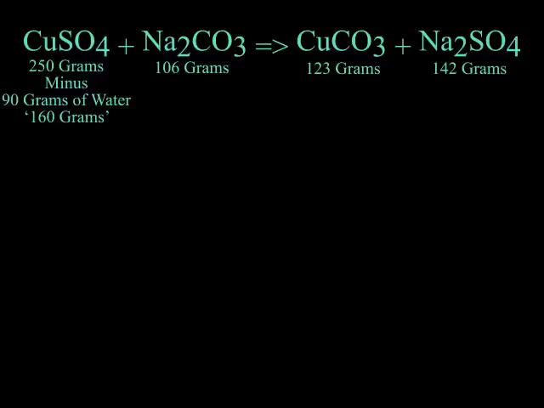There is approximately 250 grams in 1 mole of copper sulfate, and 106 grams of sodium carbonate in 1 mole. But we must remember that 90 grams of the 250 grams of copper sulfate is water, so if we subtract that from our amount, we get 160 grams of copper sulfate. So if we look at our reaction, it takes 1 mole of copper sulfate to react with 1 mole of sodium carbonate. So if we look at the reaction, it yields 123 grams of copper carbonate.